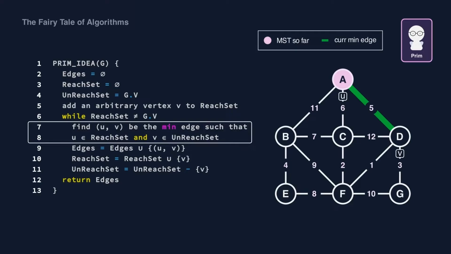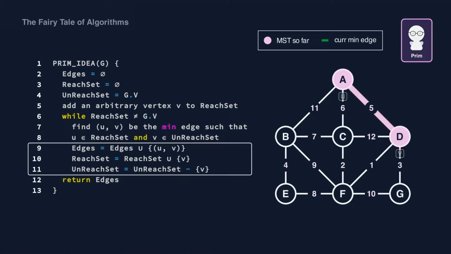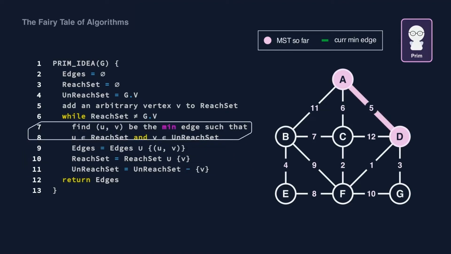In other words, he always selects the edge UV such that one end U belongs to the current MST in pink, while the other end V belongs to the unreached nodes in black. In this way, he grows this MST more and more and finally gets a complete MST. Let's see how Prim works on the rest of this graph. Feel free to speed up and jump.